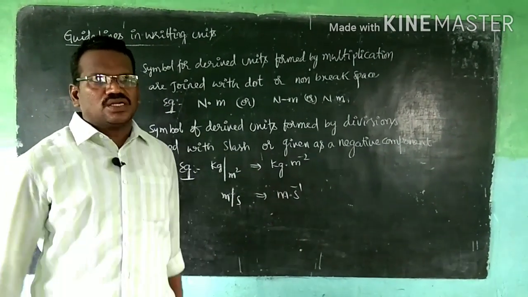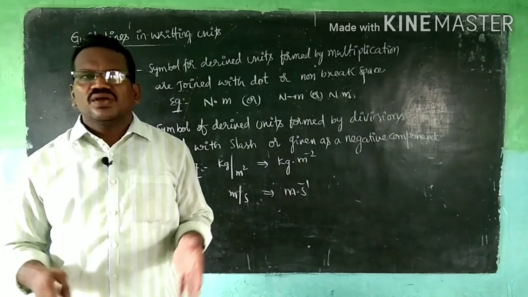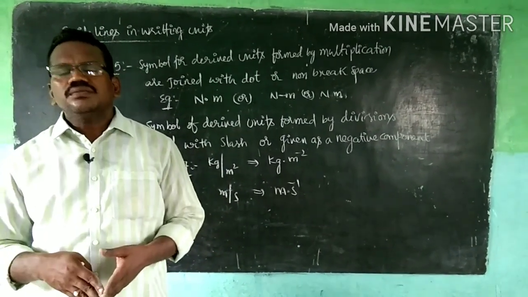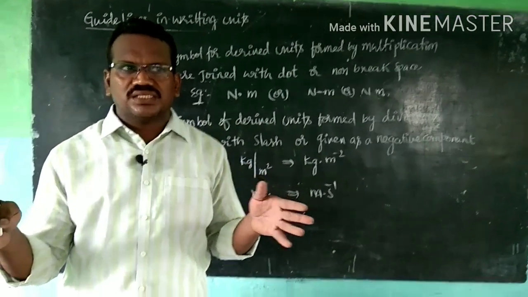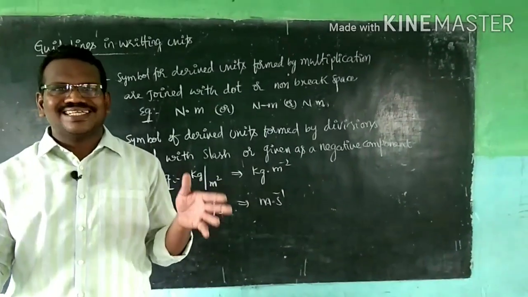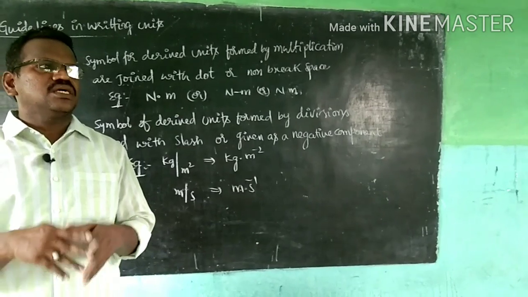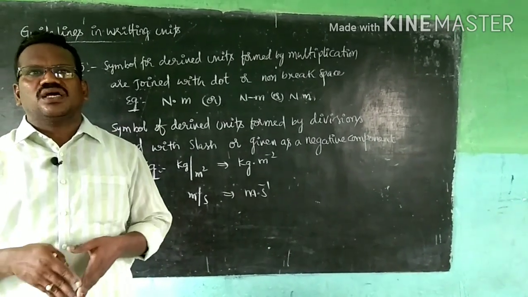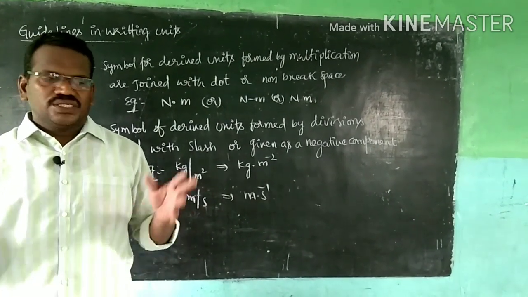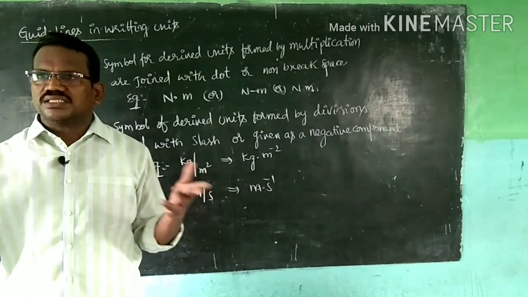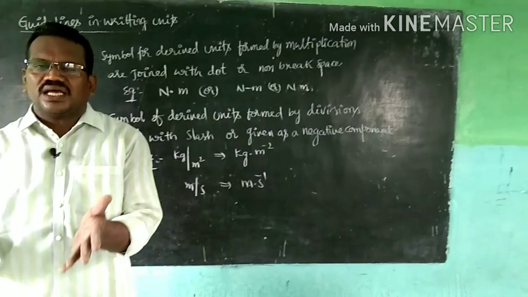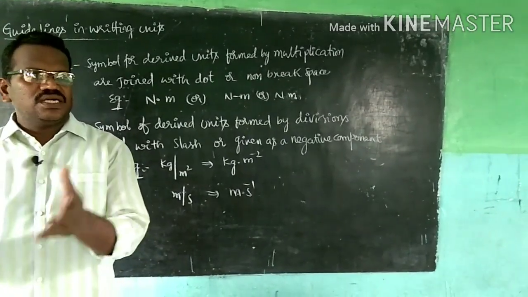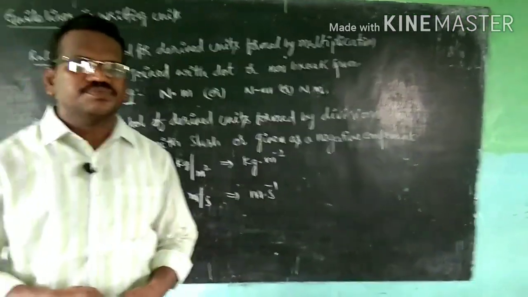In this module, totally, we discussed what is the meaning of unit, what is the need of units, what are the different kinds of units, what are the different systems of units, and what are the guidelines we follow while writing the units. That we learned. In the next module, we are going to learn derived quantities and different units of derived quantities. Thank you.